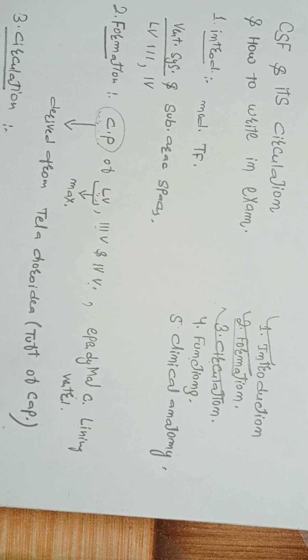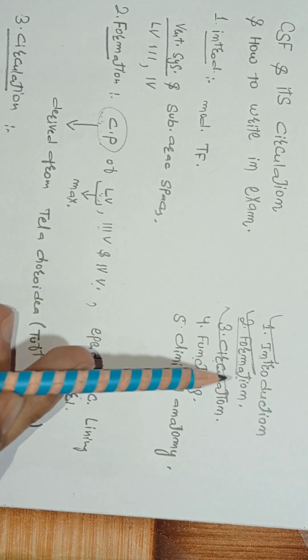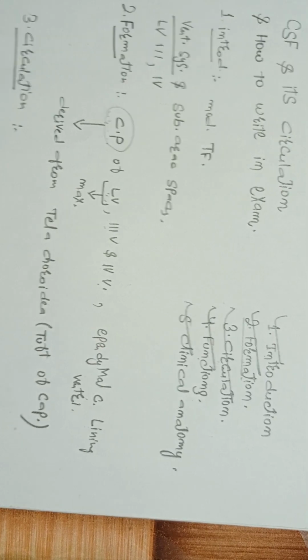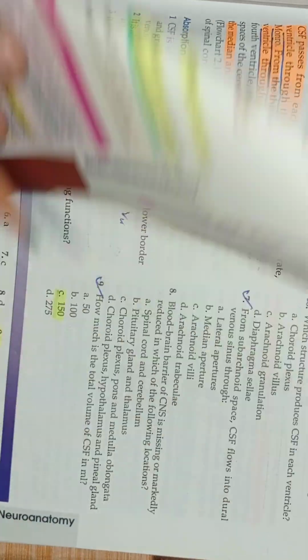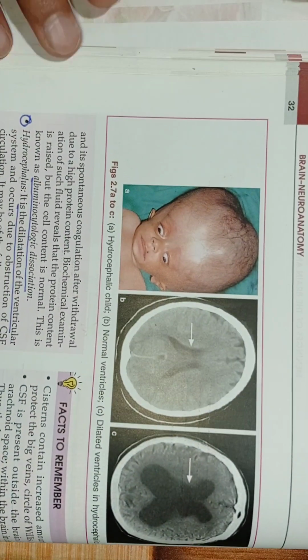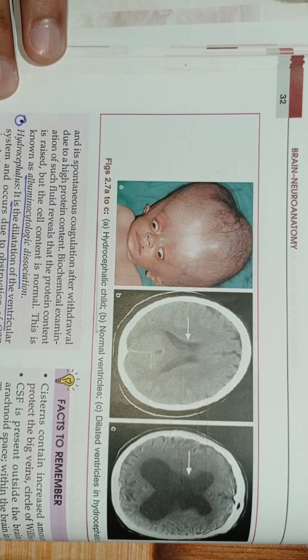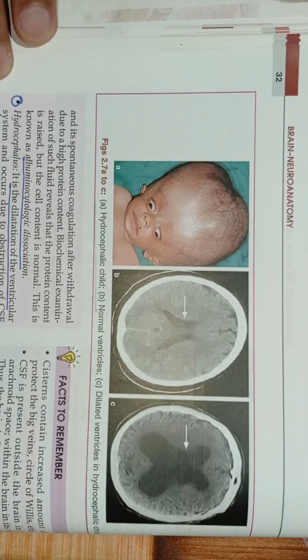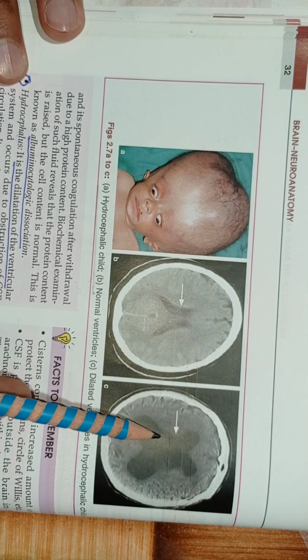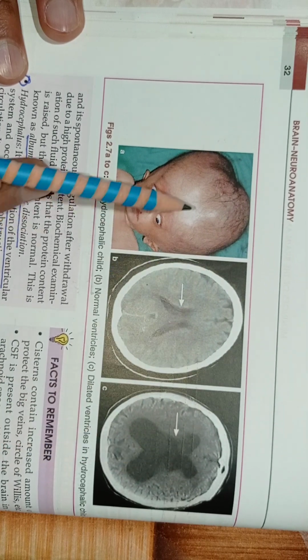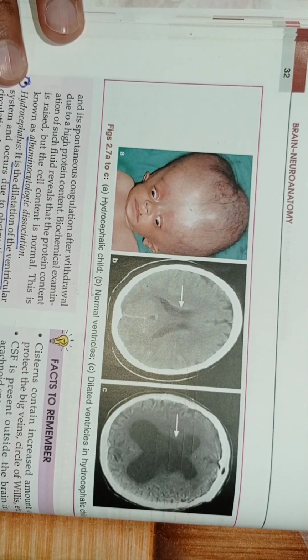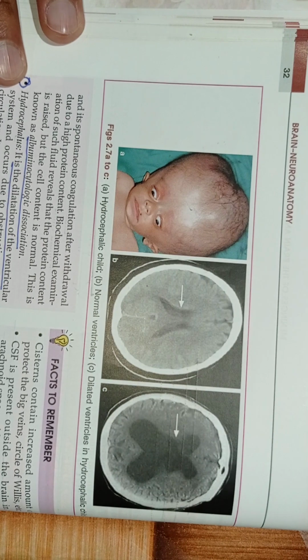So 5 headings: introduction clear, formation clear, circulation clear, functions clear, and clinical anatomy clear. The last clinical anatomy that we studied was hydrocephalus. You can see this is the hydrocephalus patient, hydrocephalus child. You can see this is the brain. The brain is enlarged because its ventricular system is enlarged. You can see here, this is the scan, this is the ventricular system, and this is the enlarged ventricular system. Clearly, this enlarged ventricular system is reflected here. So this is the CSF and its circulation under these 5 headings.